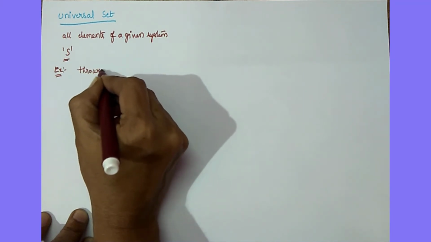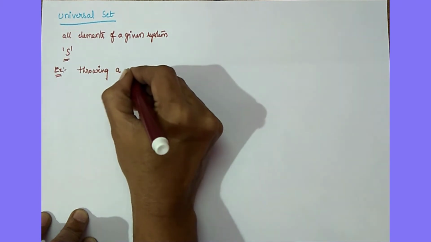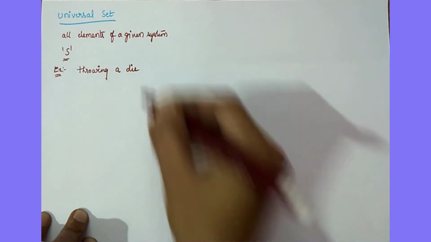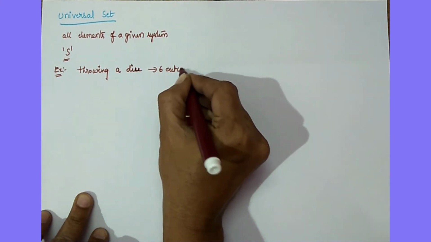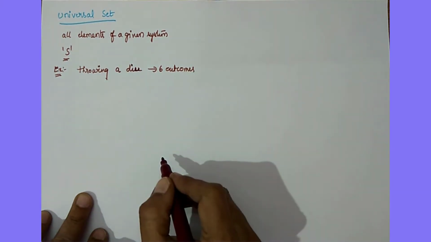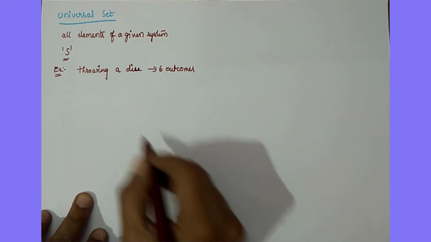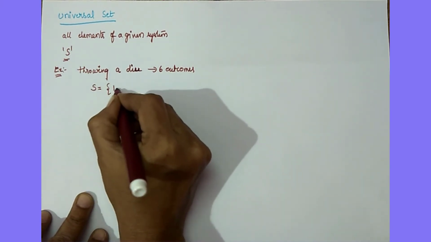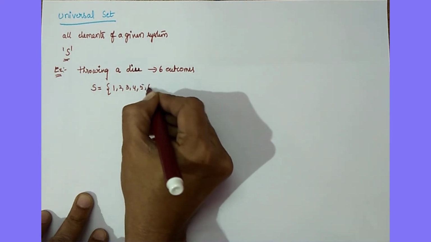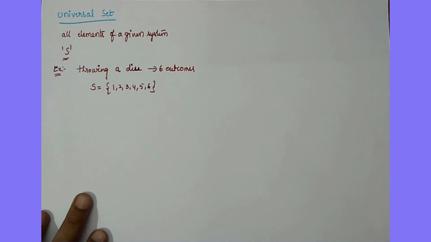For example, in the experiment of throwing a die, I'll get 6 outcomes. What are those 6 outcomes? 1, 2, 3, 4, 5, 6. Okay. Then the universal set is 1, 2, 3, 4, 5, 6. This is called universal set. Suppose in tossing a coin, I'll get S is equal to head comma tail.